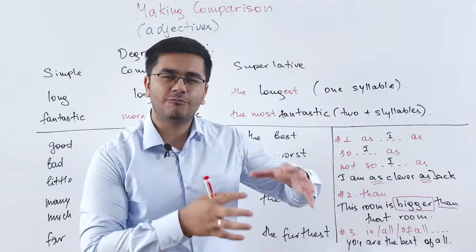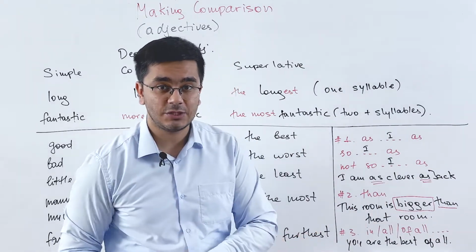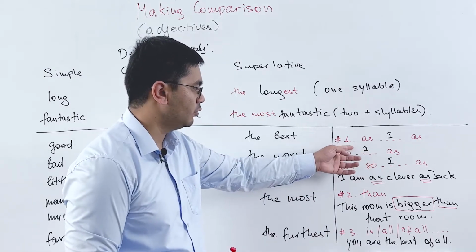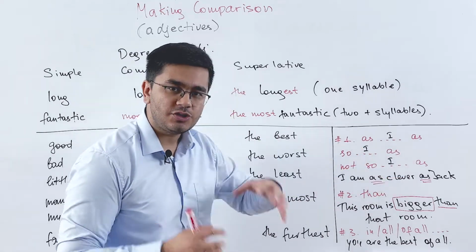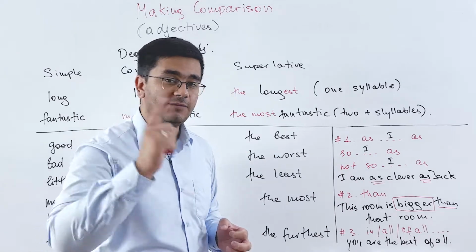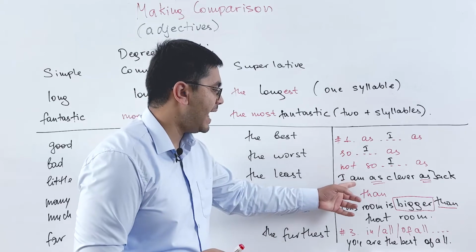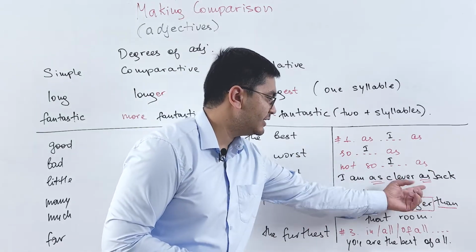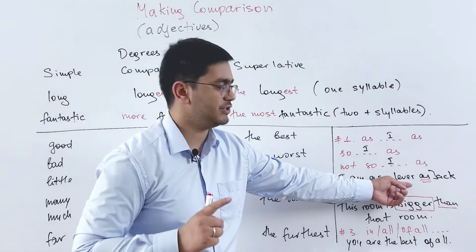And actually we have some rules while we are using the first degree, the second one, and the third one. For example, the first rule: as, so as, not so as. When you see these words, we definitely have to use the first degree of the adjective, like the simple adjective. For example, I am as clever as Jack. You see, in the middle of as, we just use clever, the simple adjective.